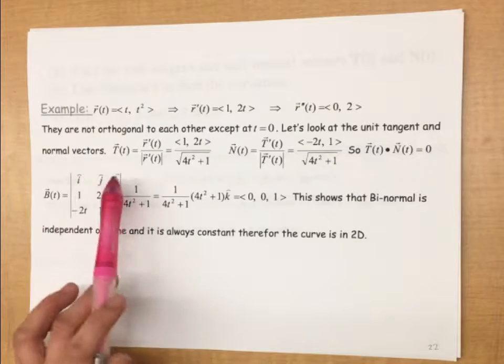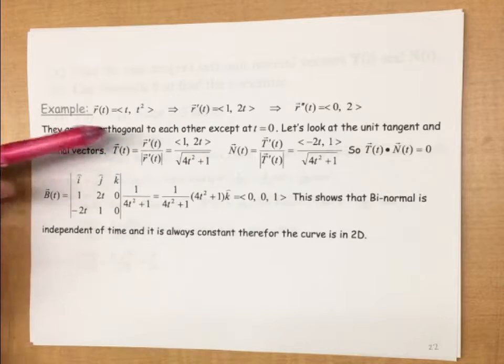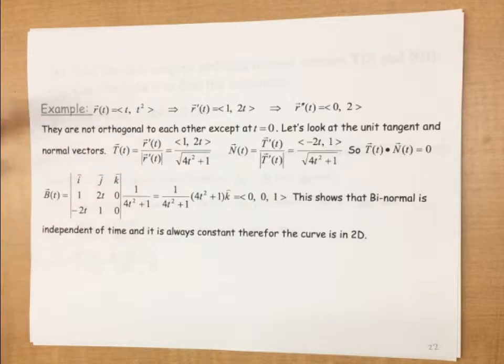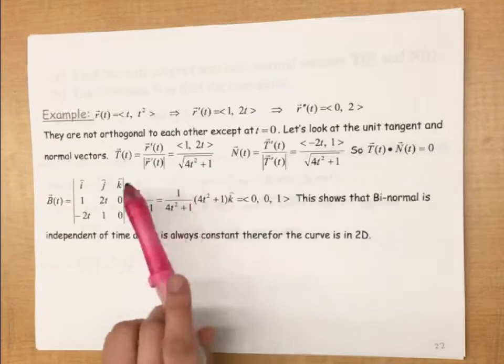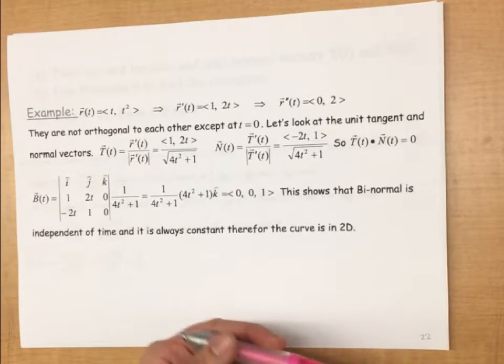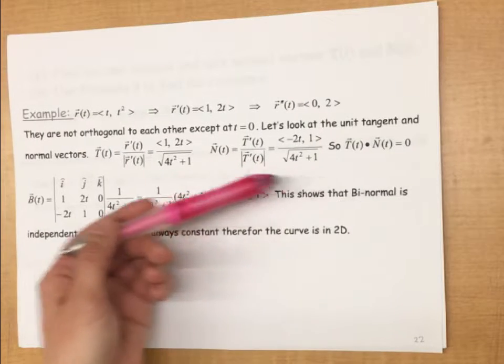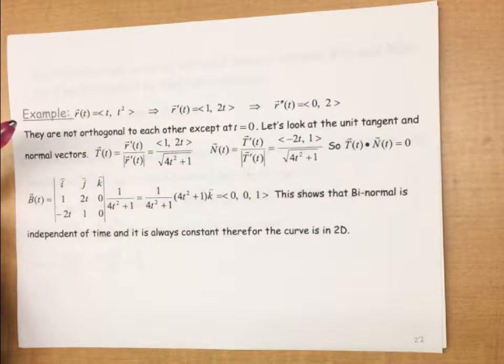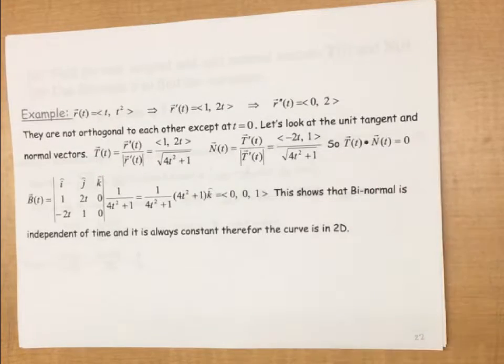If we find the unit tangent vector, which is r prime of t over the magnitude of r prime of t, it comes out to over here. And then we find the unit normal vector, which comes out to this. And then if we take the tangent vector and do the dot product with n of t, we get 0.